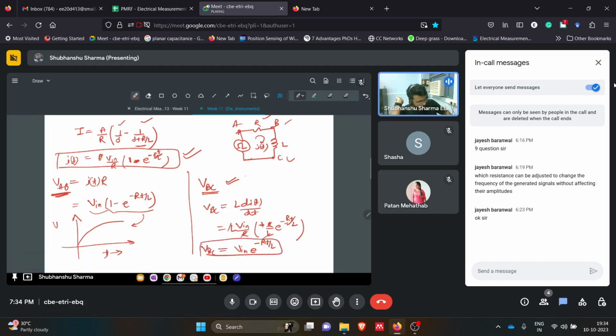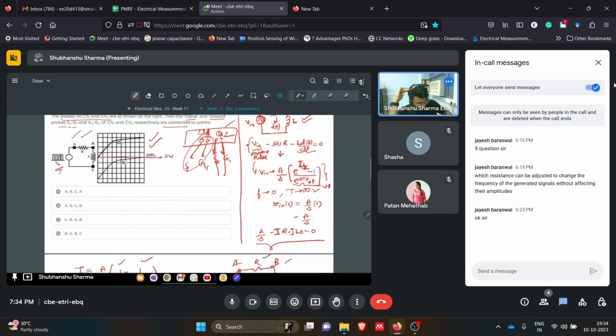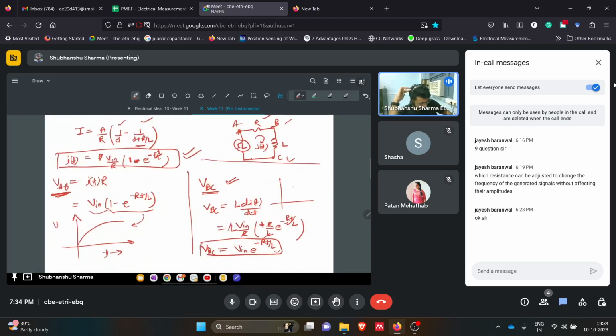Now if you draw the waveform of this one, it is something like this. Even if you don't know how, just go for t equals 0. What will it be at t equals 0? It will start from Vin. At t equals infinity, it will become 0, so it will go towards 0, simple. So that you get a rough waveform of this.